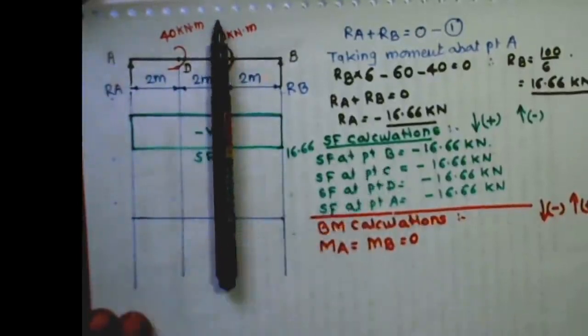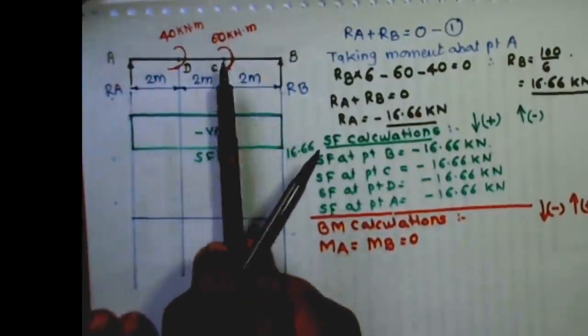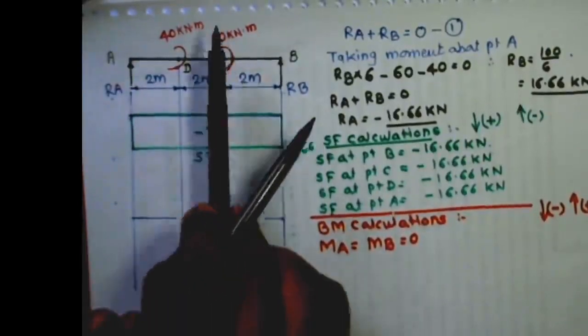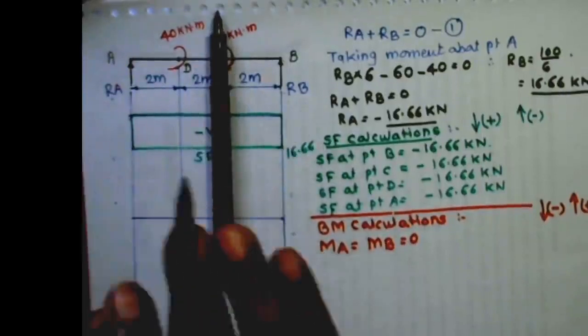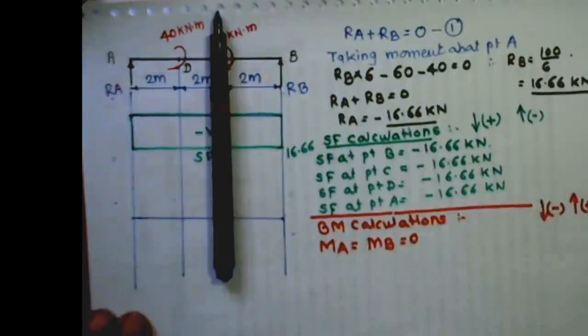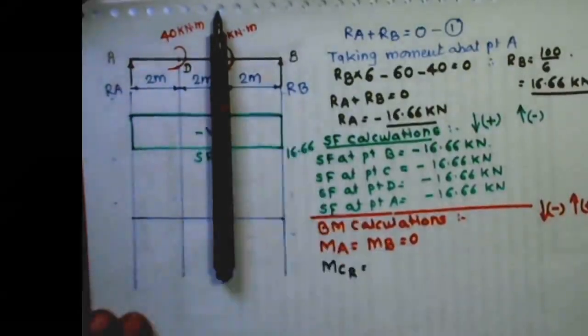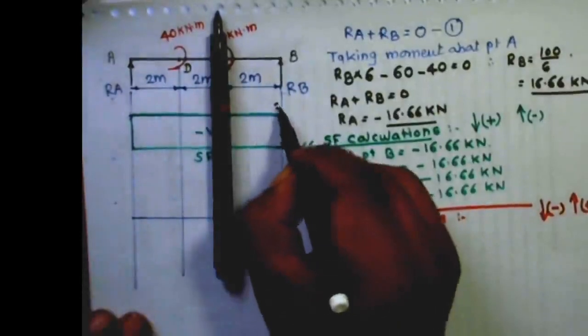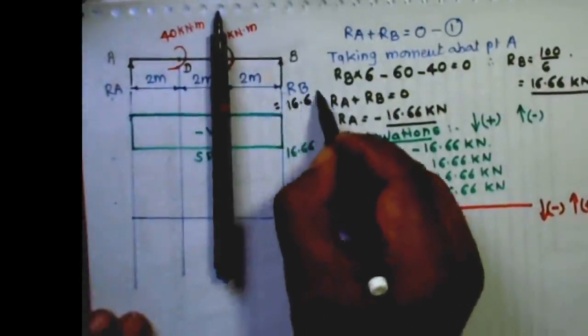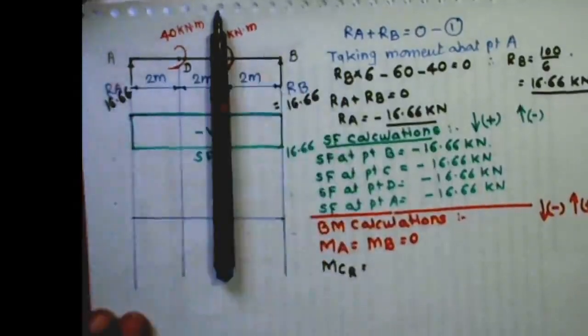Now here we have to consider that when the moment is acting at point C, first we will consider the moment at the right hand side, then again we will consider the moment at the left side. So firstly I am simply taking the moments at point C. At point C, at the right hand side, RB force is acting. So what will be the value of RB? We have already calculated 16.66.